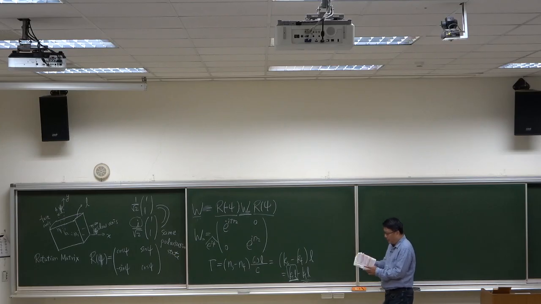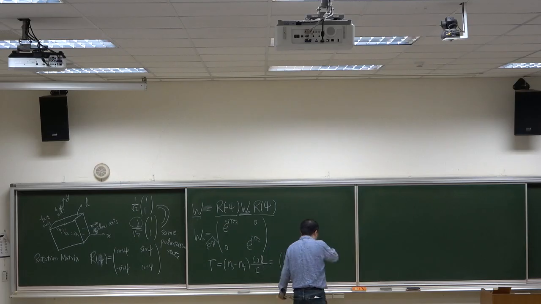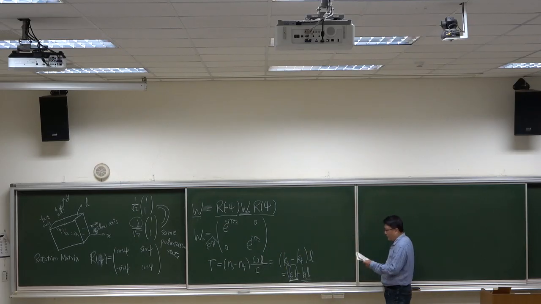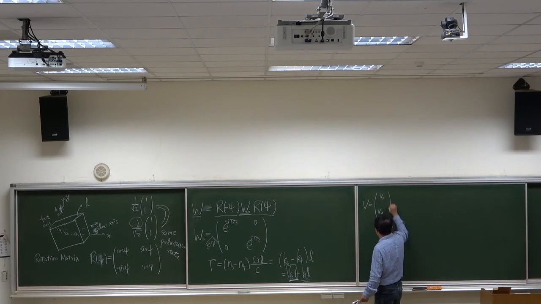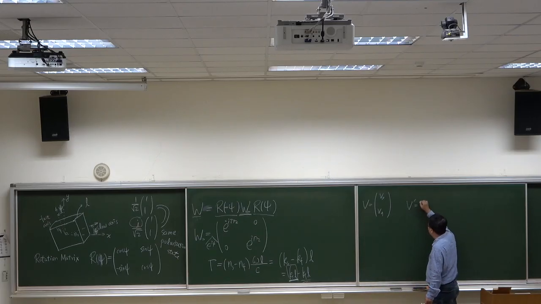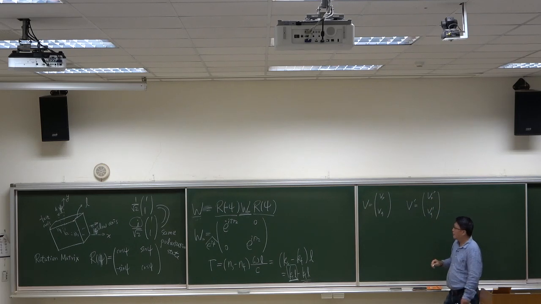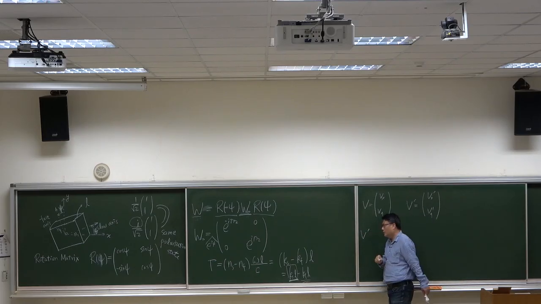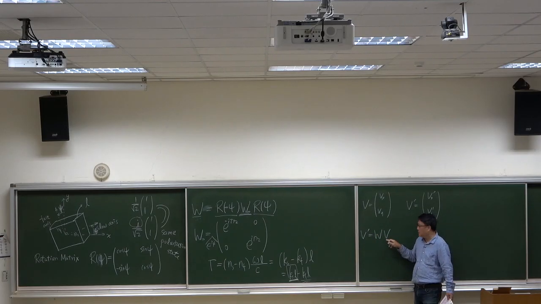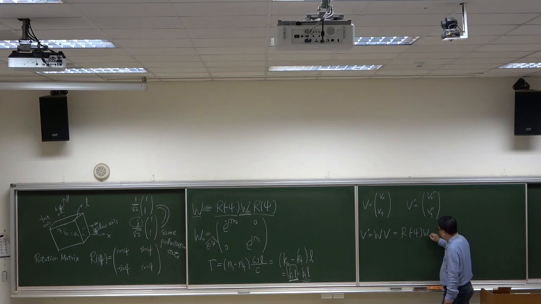And so finally, if we initially have polarization given by V, where V is Vx, Vy, and the final polarization is V prime, Vx prime, Vy prime, then V prime is related to V by W. V prime is equal to W times V. And this is just R minus psi, W naught, R psi times V.